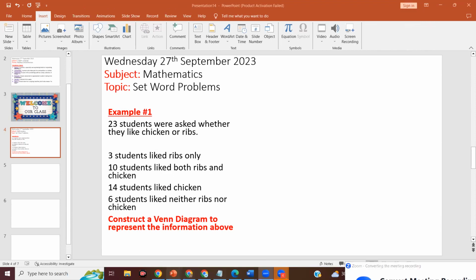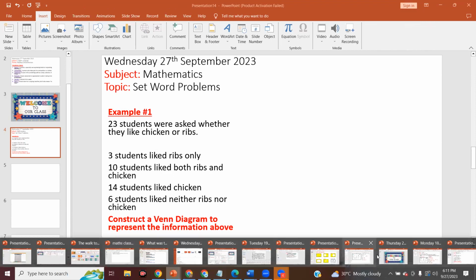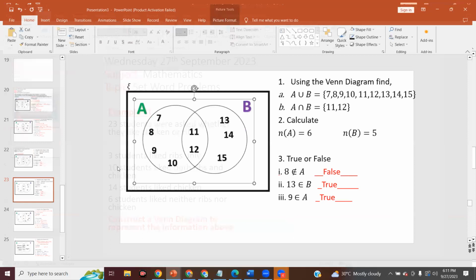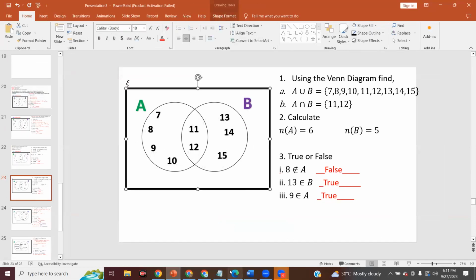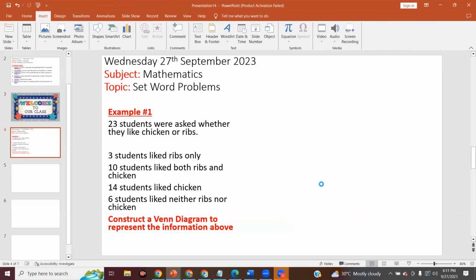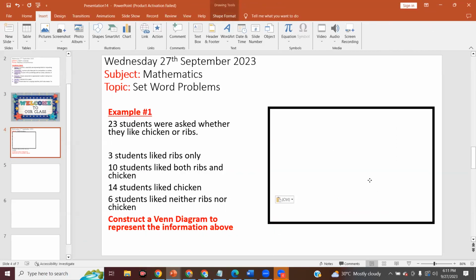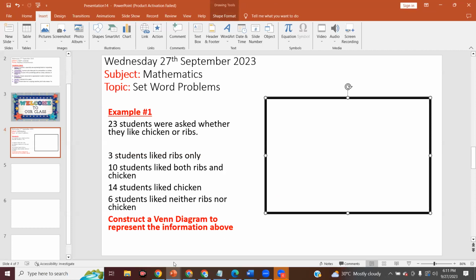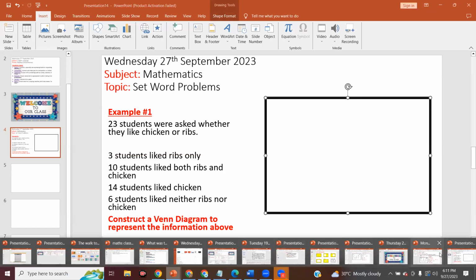So give me one moment. Let me get my Venn diagram stuff. So I need this. Please use a ruler, by the way. Again, please use a ruler to draw this box, this rectangle. And I also need the circles.